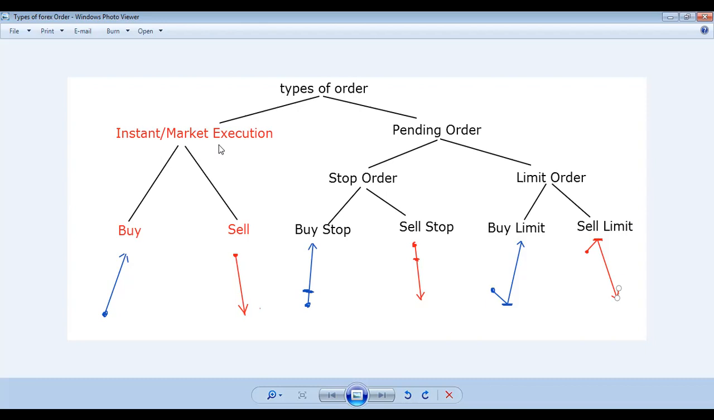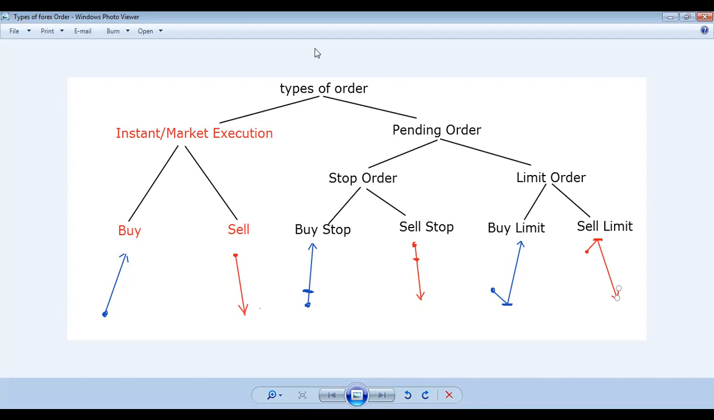So currently, let's assume you meet EUR/USD at 1.23456. You want to buy at that price. Or you meet it at 1.02895 and you want to sell at that price. That is instant execution. So you are taking a trade at the current price. That is instant execution or market execution. Then we have the pending order, as the name implies. You want to take your trade at a price different from the current market price. You want your order to be executed at a price different from the current market price.